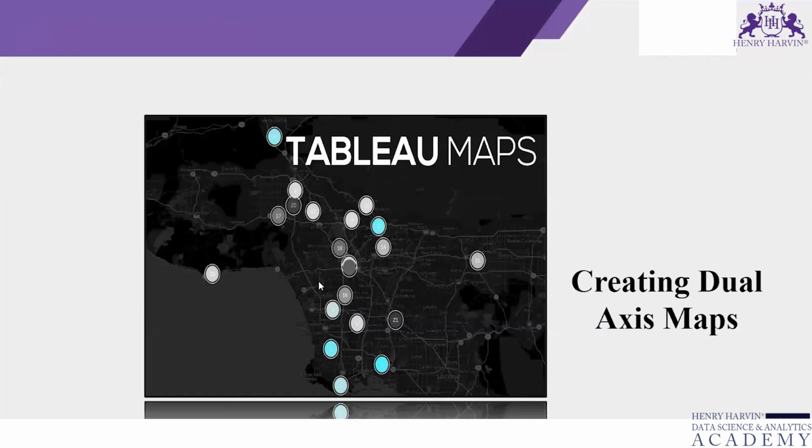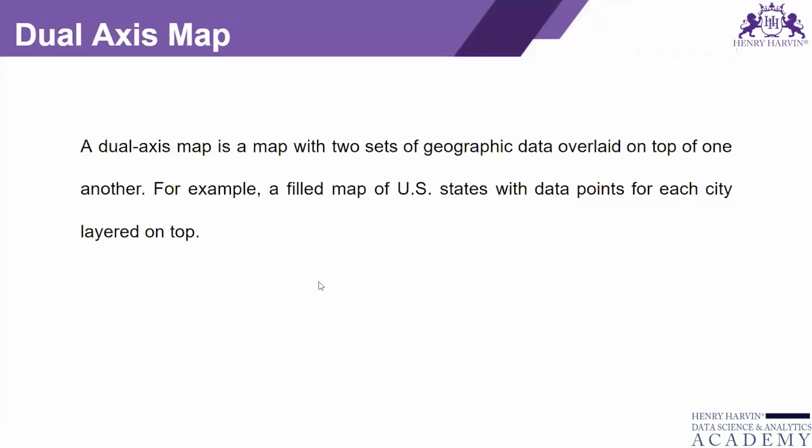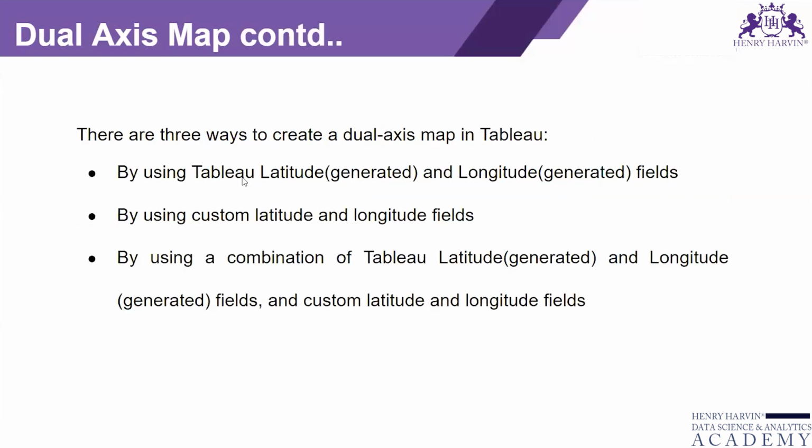The next thing is creating dual axis maps. A dual axis map is a map with two sets of geographic data overlaid on top of one another. For example, a filled map of US states with data points for each city layered on top.